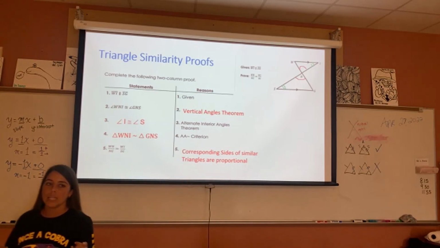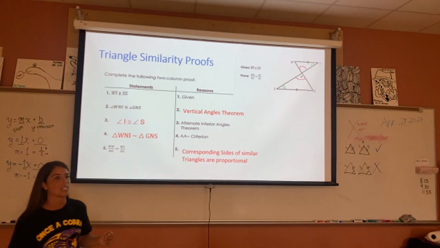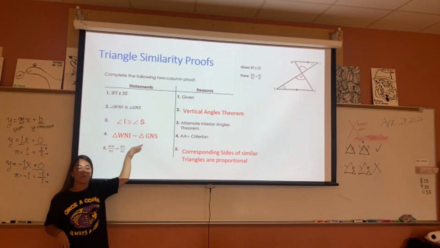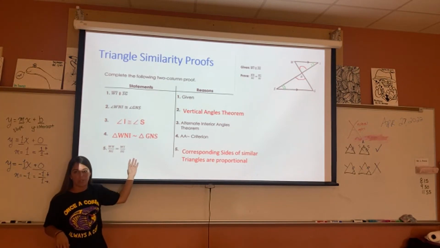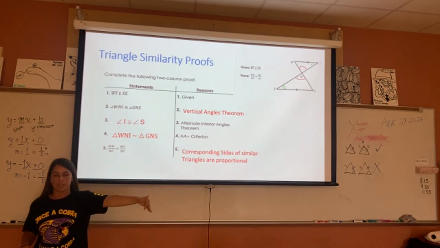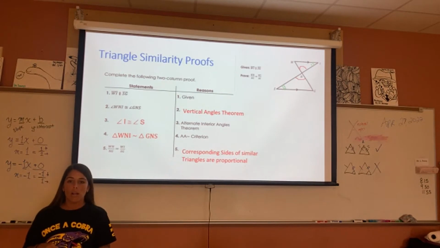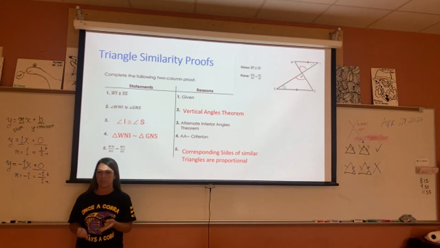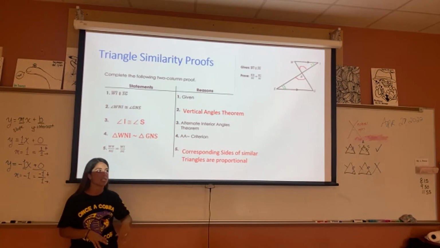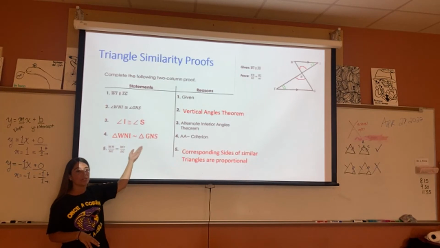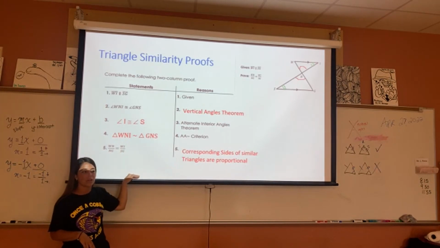The only thing they will ask you after they ask you to prove triangles are similar, they're either going to ask you to prove another set of sides are proportional, like they did here, in which case we'd say all the corresponding sides of similar triangles are proportional, or they may ask you to prove that a set of angles are congruent. That's the only other thing they could ask. They're either going to tell you they're similar and then ask you to prove the sides are proportional, or ask you to prove the angles are congruent.